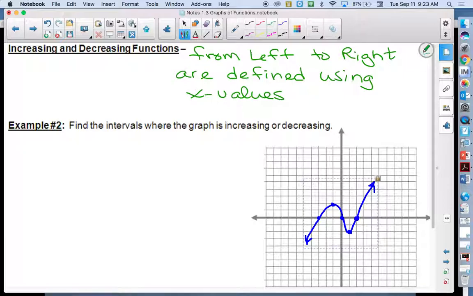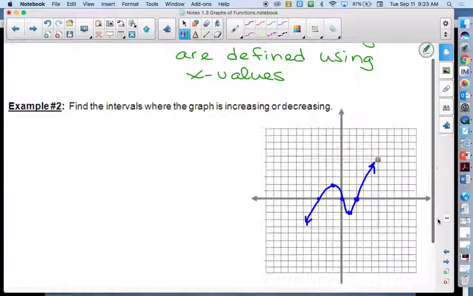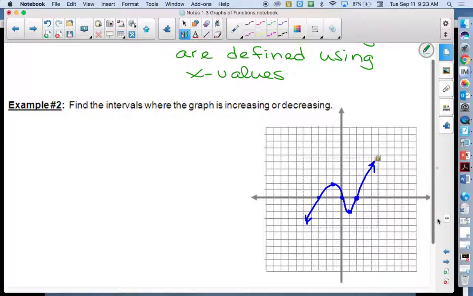So in example 2, it says find the interval, or intervals, where the graph is increasing or decreasing. So reading it from left to right, I hope I have the same graph as you. Yes? Good? Okay. We only have the 2 points, the max and the mins? Yeah. The max and the mins are correct. And it's still the same.